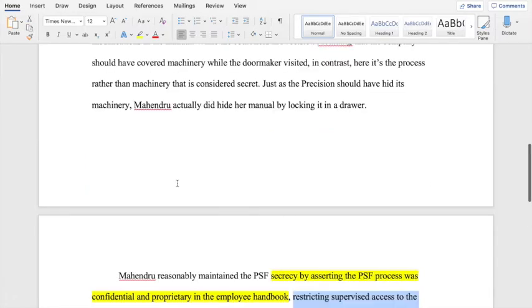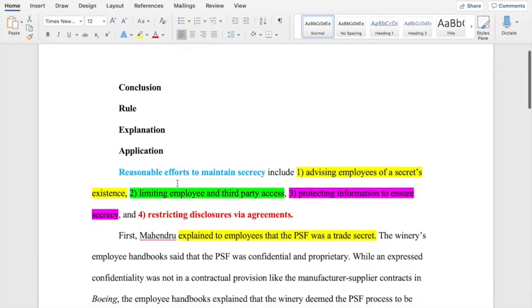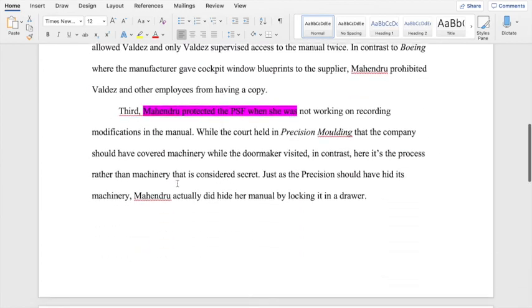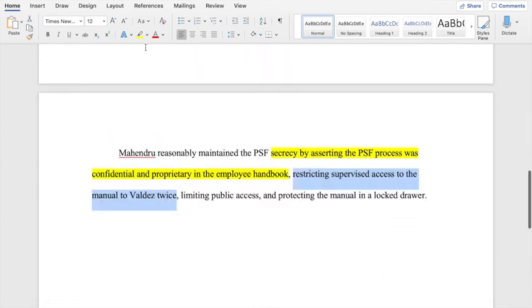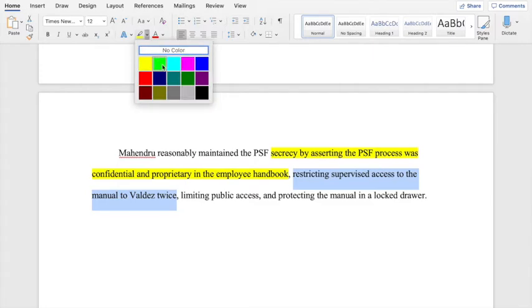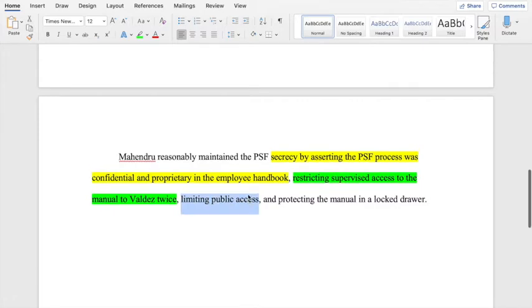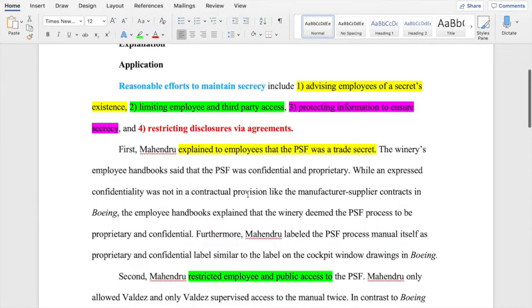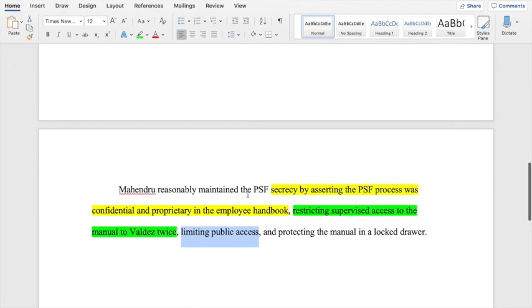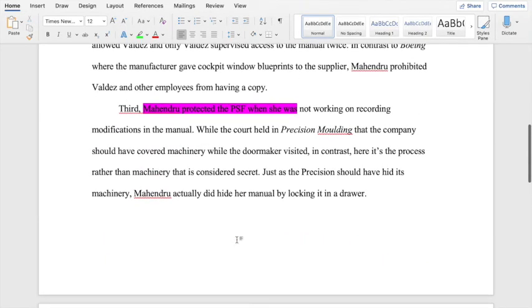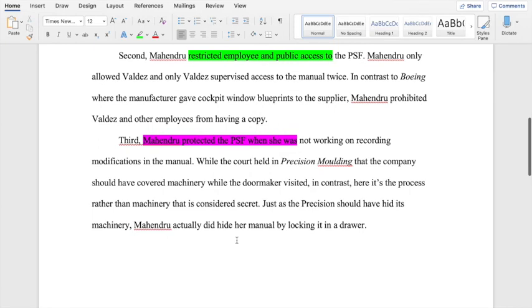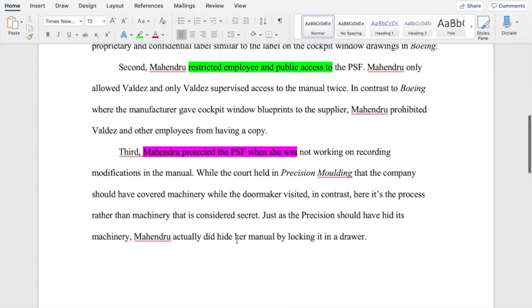What color did we have here before? Green. So restricting supervised access. Anyway, green, pink. You know what? It's out of order here. It should be in the same order as the application and as the original paragraph, because again, that'll help the reader to see the similarity.